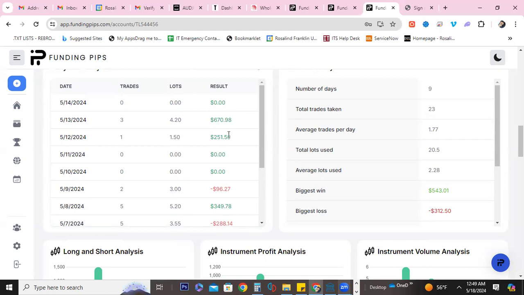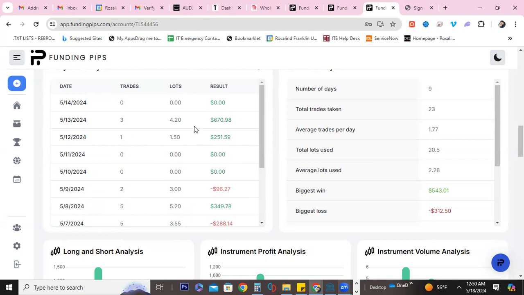So on the 12th, I hit 251. Now the 349 put me back where I needed to be, back in the $10,000 range, because that's what I started off with the account. Then I didn't trade on the 10th or the 11th because that's the weekend.